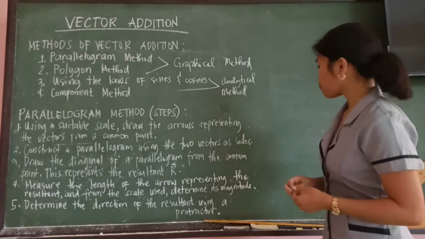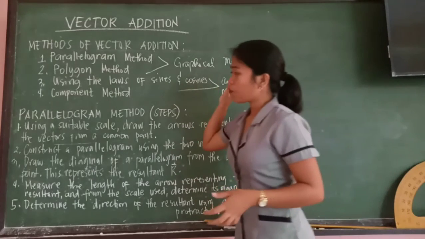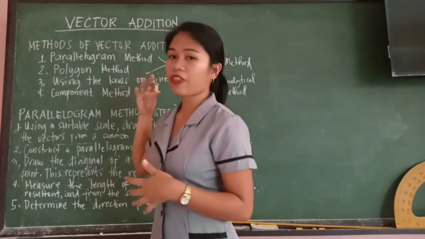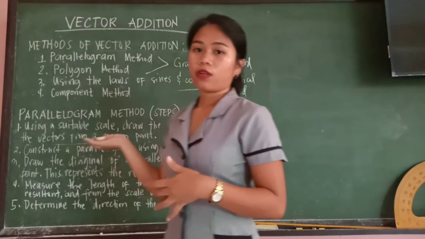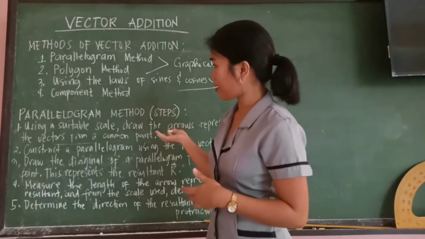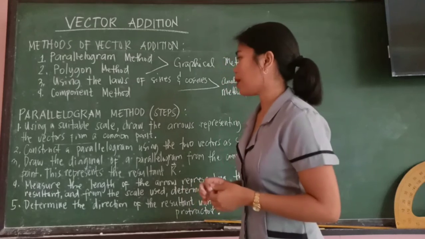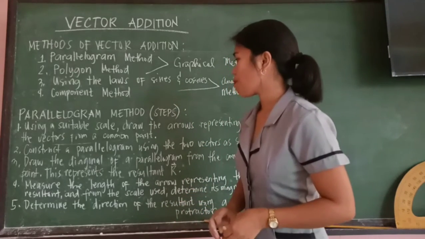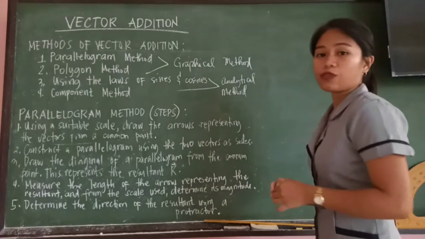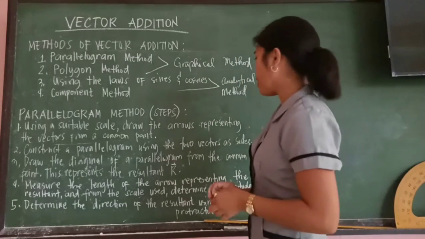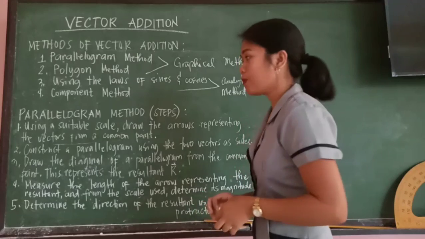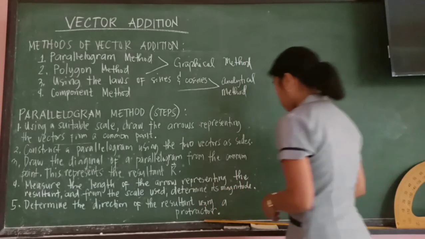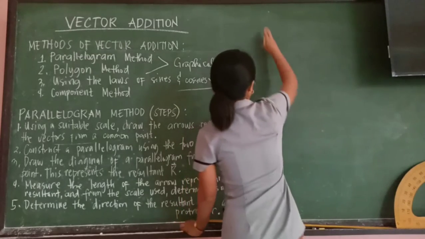The first method we are going to discuss is the parallelogram method. Here are the steps in doing this method. First is using a suitable scale. Draw the arrows representing the vectors from a common point. Okay, example.